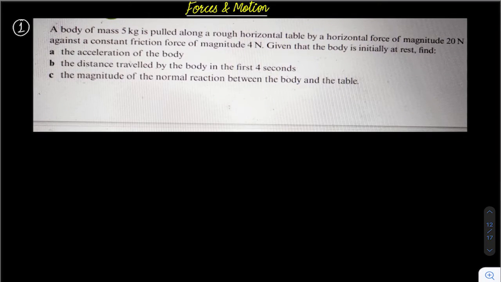Now today we are going to see A level year 1 mechanics topic, that is forces and motion. So let's start. I will explain this topic with the help of some examples.